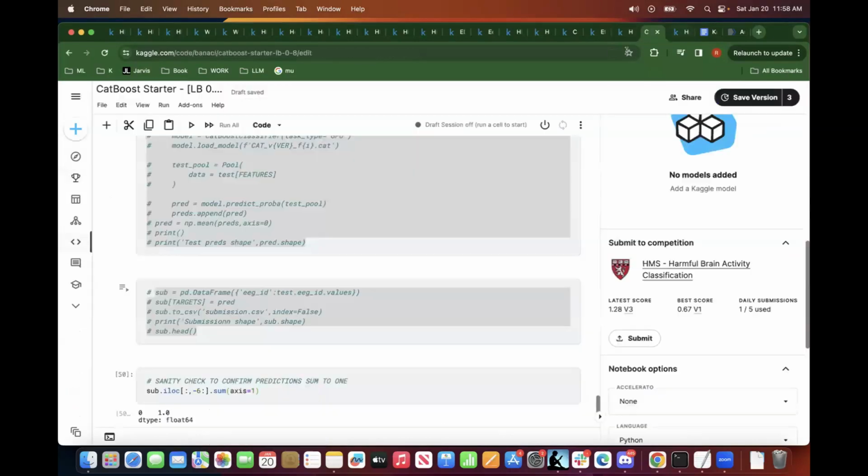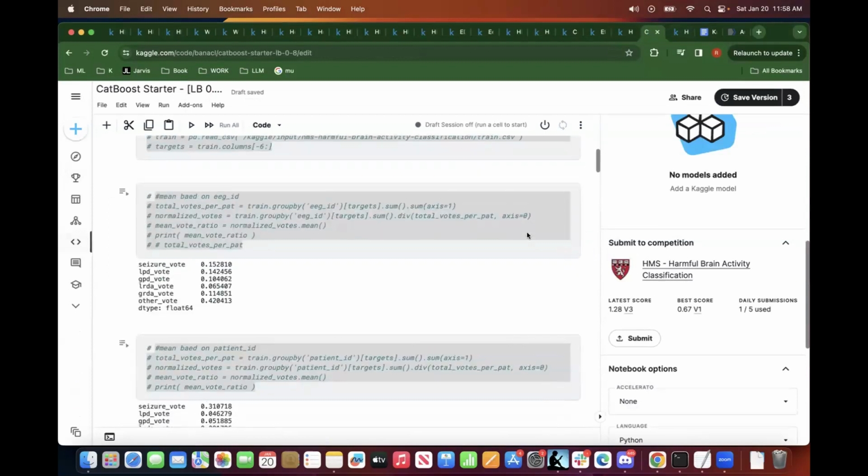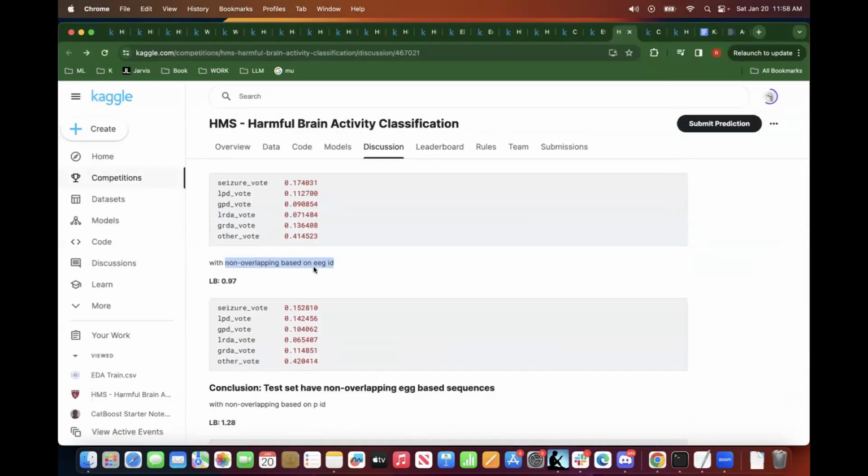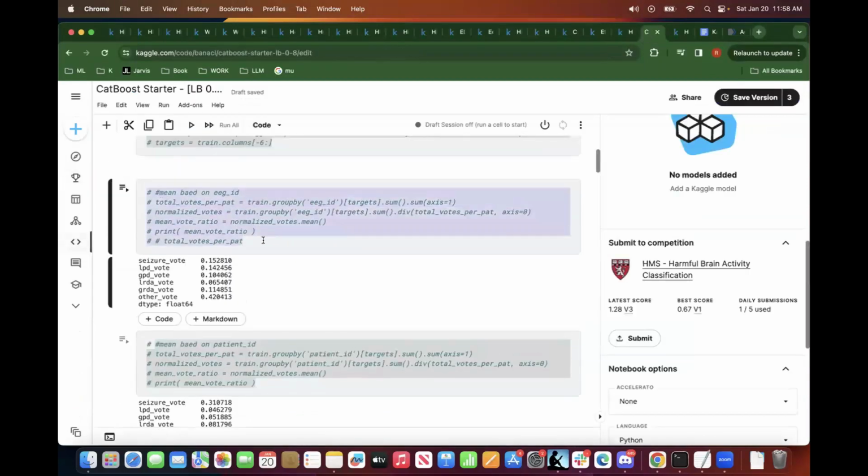Let me quickly look at what the scores were. For non-overlapping based on EEG ID, it's like 152 and 42, right? So this is the piece of code. How is that happening? Rather than grouping on patient, you're grouping on EEG ID. Each EEG is for a specific patient. But I think, I'm sorry, there are multiple EEG IDs for the same patient. That's right, yeah.